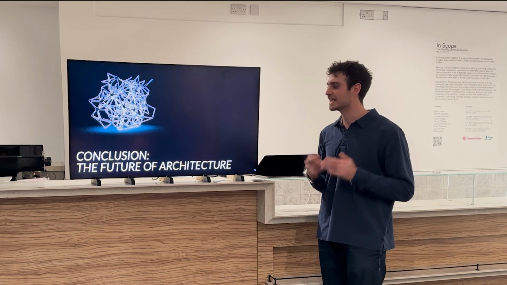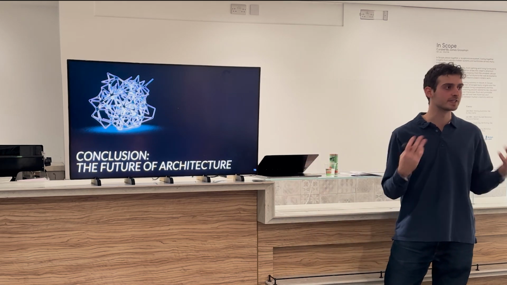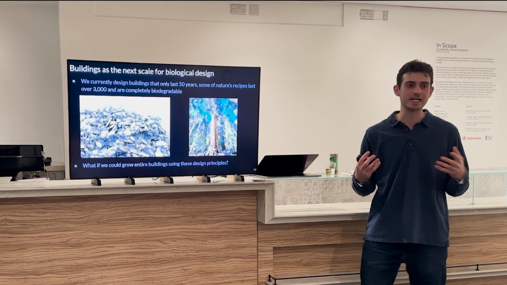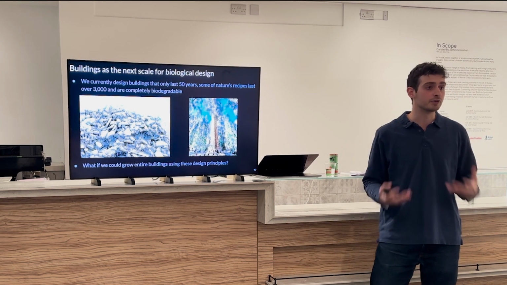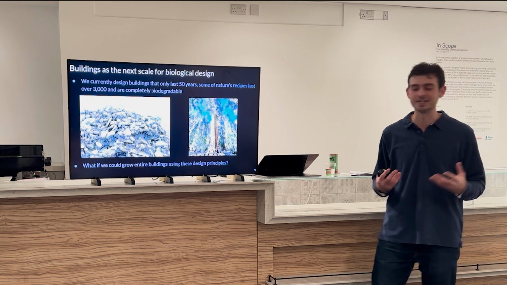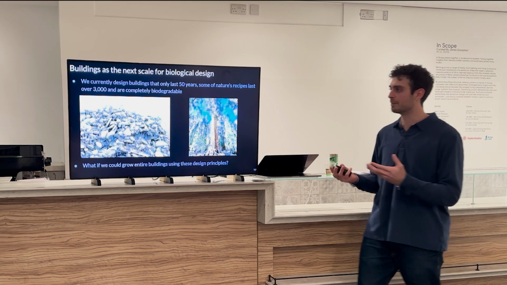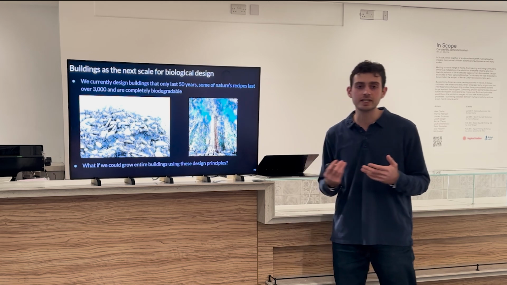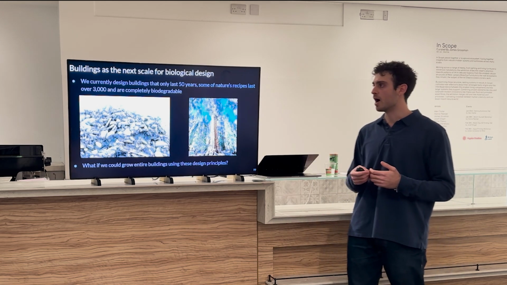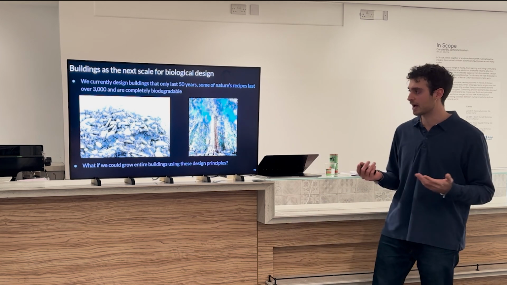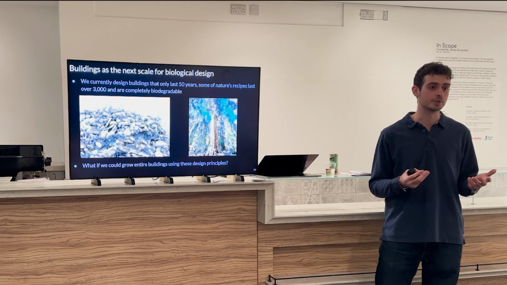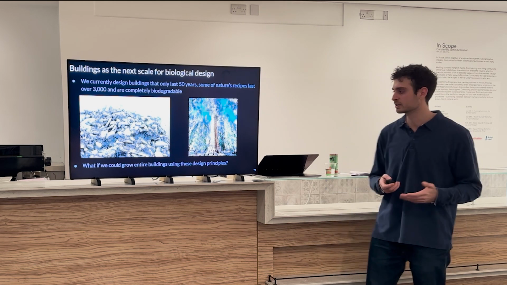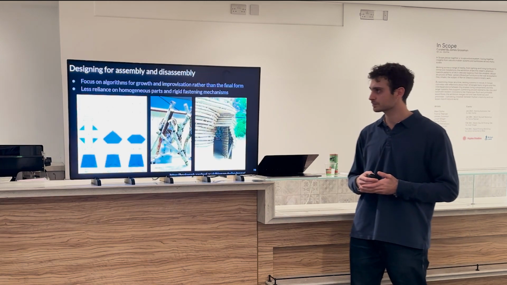So if we think back to the future of architecture with all of these principles from biology in mind, we can see building as the next logical level in biological evolution, and we really ought to think about buildings as living organisms. Because we only currently design buildings to last about 50 years, whereas some of nature's recipes, as I was outlining, can last over 3,000 years, and they're biodegradable as well. So what if we could grow entire buildings using these principles?